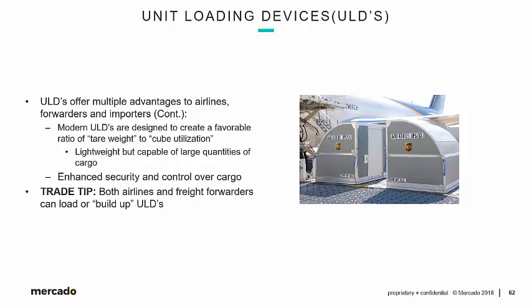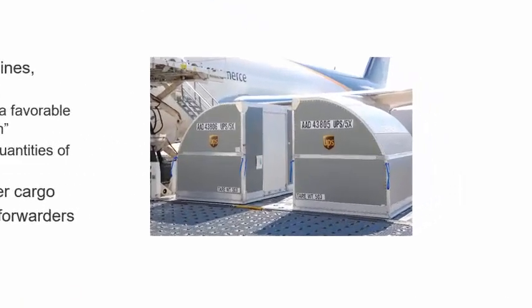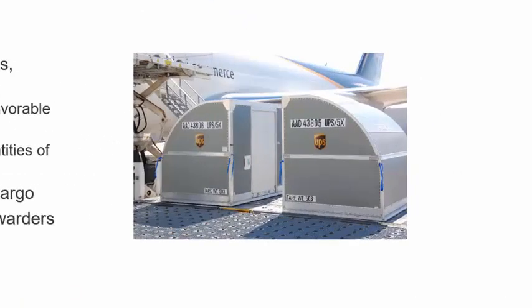Cube utilization is making the most use of space. In other words, sub-bullet, ULDs are lightweight now, but capable of handling large quantities of cargo. On the right-hand side, we see some examples of ULDs.